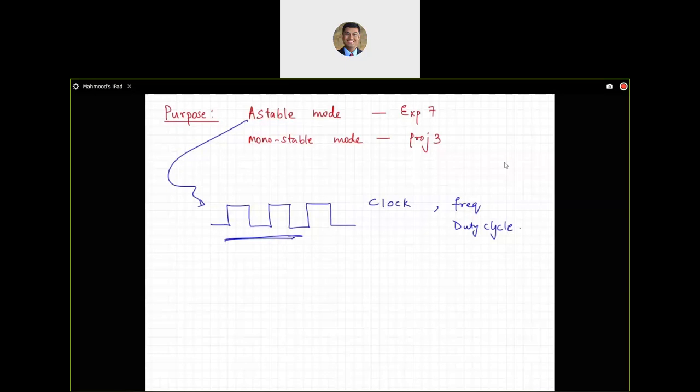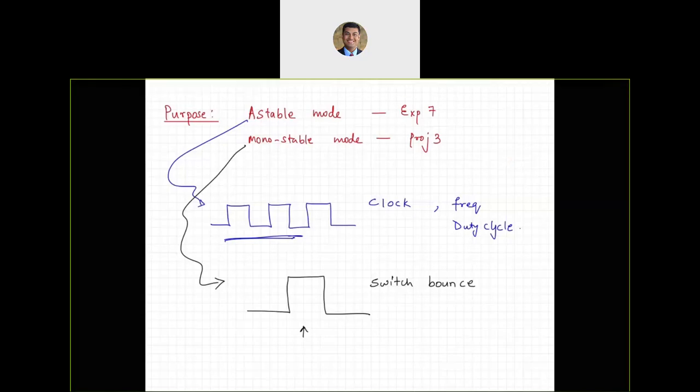The monostable mode has a slightly different purpose. Monostable mode allows you to generate a clean pulse, just one pulse as opposed to a free running oscillator. This could be in a scenario where you are looking at switch bounce or switch debounce. We'll try to explore the switch debouncer in project 3, but for now the main difference between these two modes is that monostable mode allows you to generate just one clean pulse when a certain event happens, and the design has to do with for how long that pulse will be high.